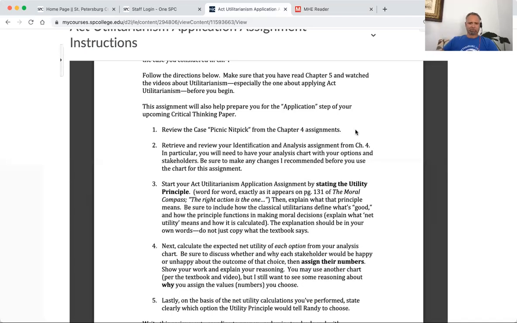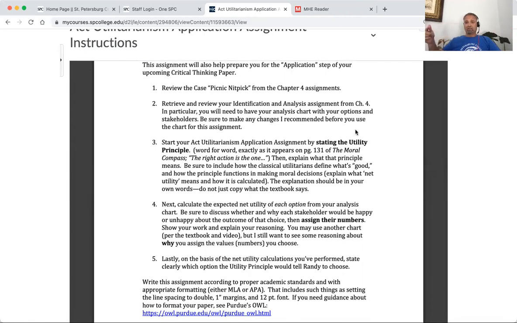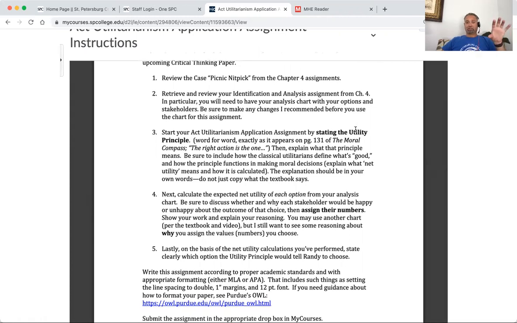So now into the actual instructions to the assignment. Go back and look at the case study picnic nitpick again. Just make sure that you have a clear understanding of the case, remember what the problem is, right? So then as you get started working on this, you have to remind yourself what were the options that you came up with and who are your stakeholders that you laid out in your chapter 4 assignment, your identification and analysis. So have a look at your chart and your options again. That's really going to be the key bit as far as applying utilitarianism is concerned, and make any changes that I suggested to you in my assignment feedback before you go on to do the application, if that's possible, right?